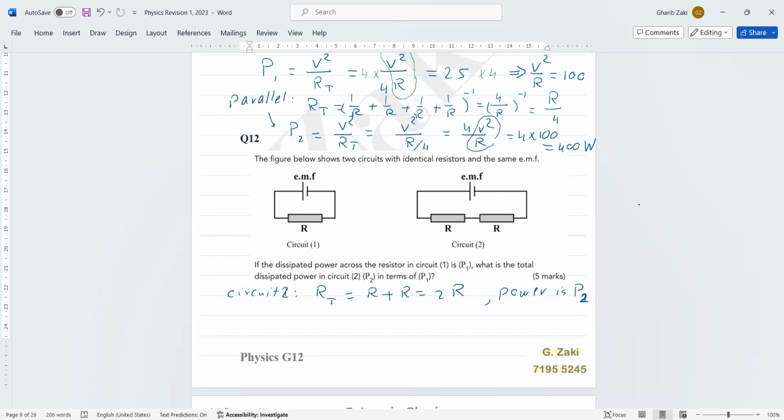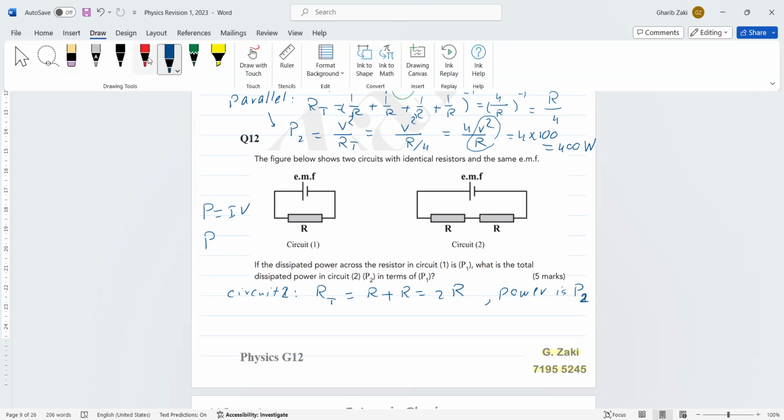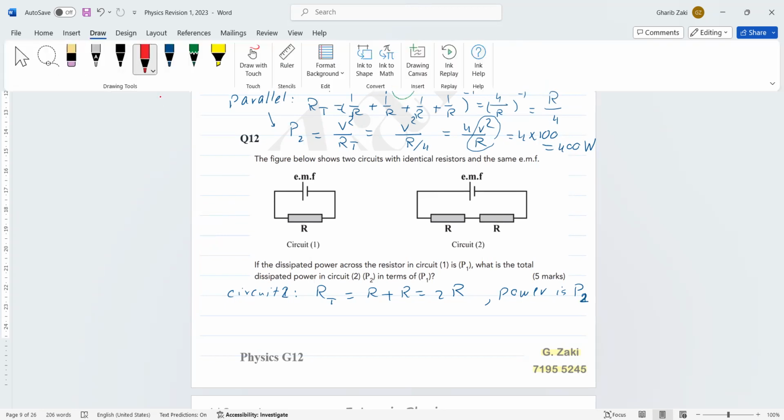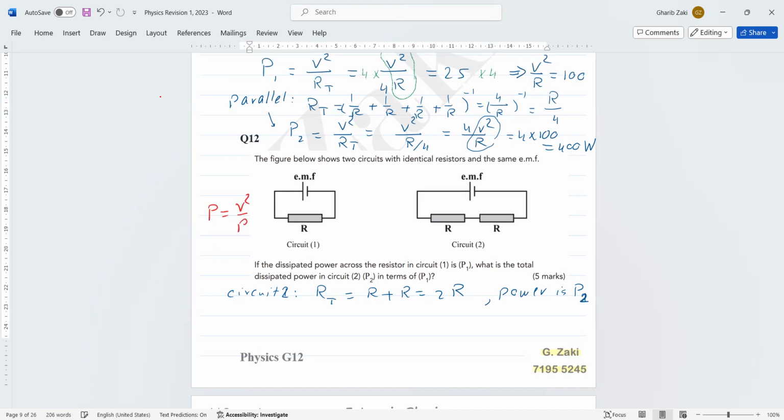Okay, the power and resistance. So P equals I times V. Because it is a series connection, it is the same current. So the power equals V squared over R. No, V squared over R, sorry. So we can use this better, not this. So the power equals V squared over R. The same EMF, can you see? The same EMF, so the same V, then the power is inversely proportional to R.